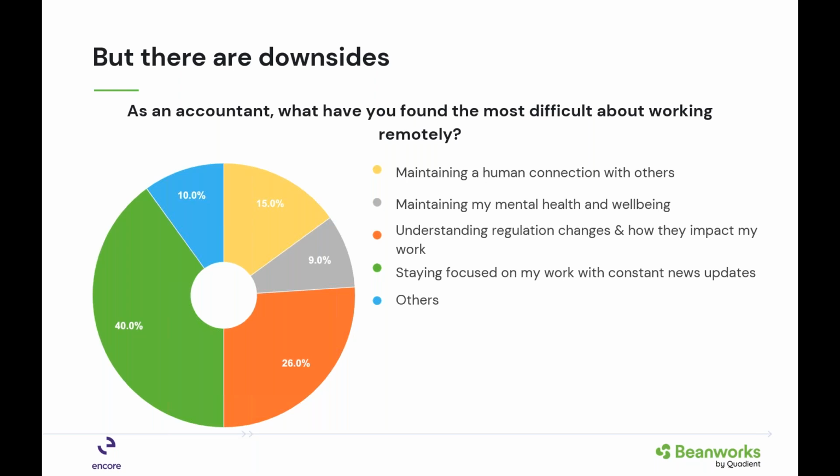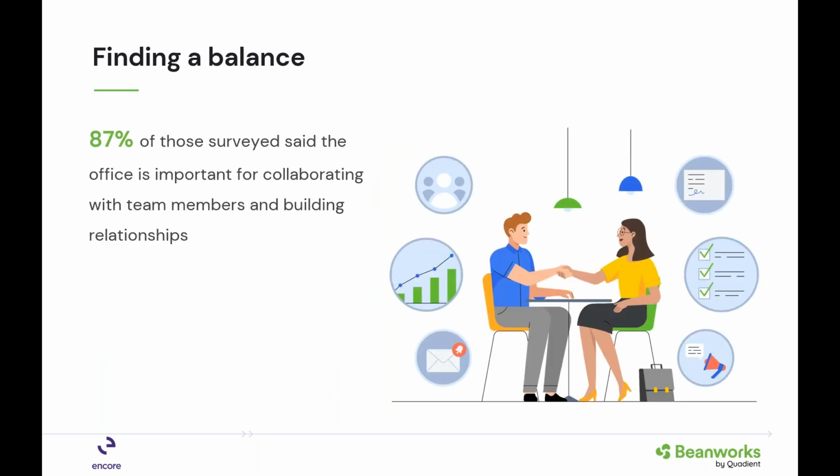And then also maybe even your partners, as you have limited workspace in your home. And then also missing those social interactions you normally get from that office environment. And these are all from a survey that we recently had conducted. So 87% of those surveyed said that the office is still important for collaboration with their team members and building those relationships that they've been working on.